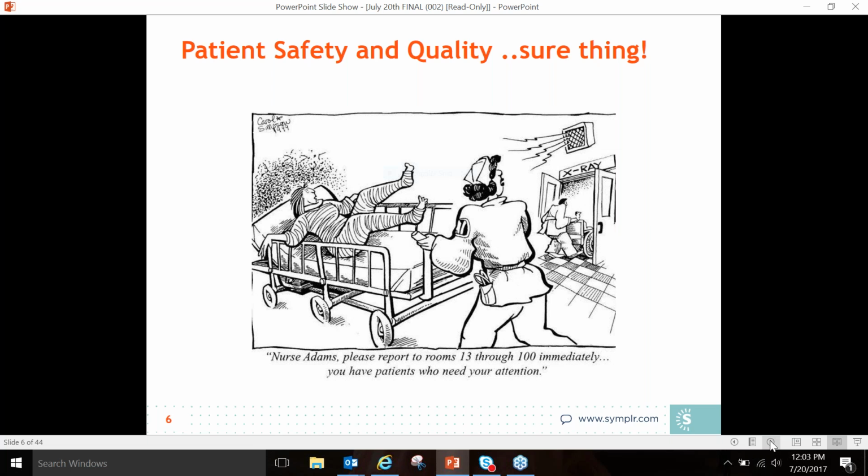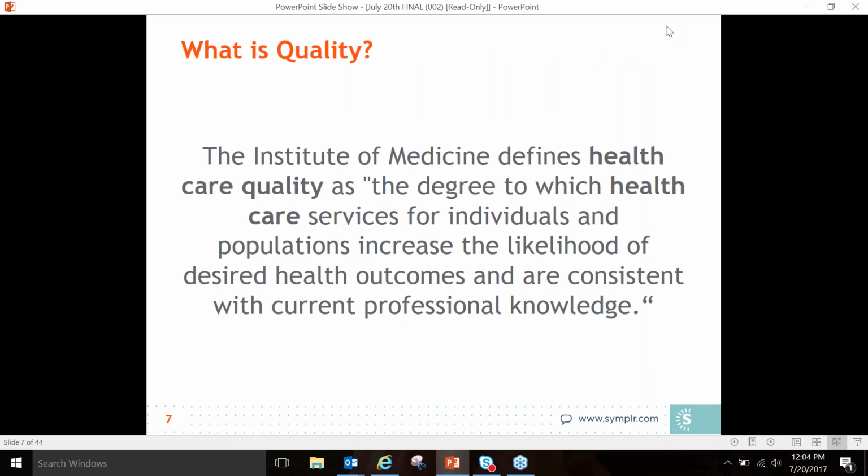On the screen now is a little funny to start off with. It says, Nurse Adams, please report to rooms 13 through 100 immediately. You have patients who need your attention. So if you're in management, a nurse manager, a director of quality, you have 100 things going on all day, probably within every couple of hours. Time is a big factor here, and we can't always think about safety and quality every minute of the day, nor do we have time to fill out forms and reports all day long. So that's a factor involved with patient safety. Hopefully we can make this a little bit easier for you.